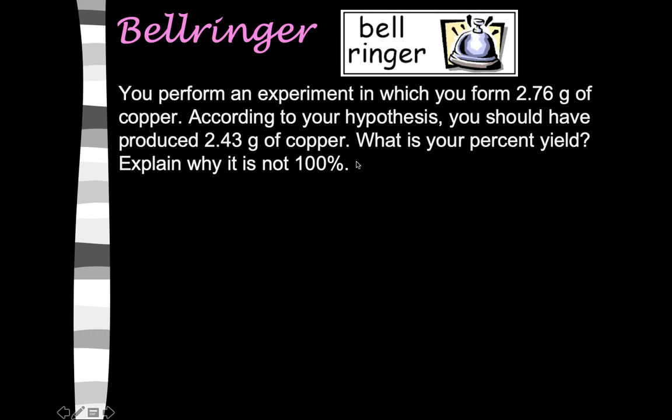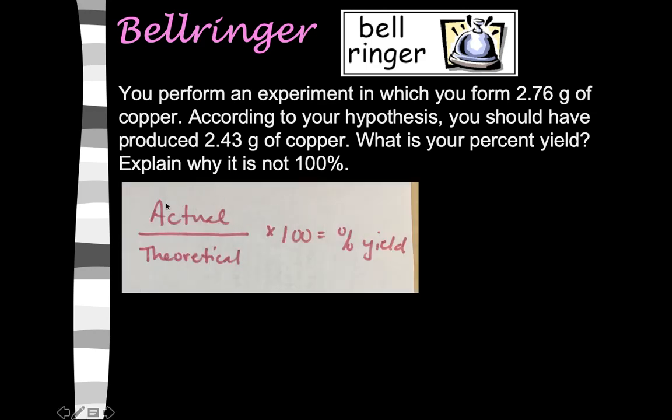So here's all that same information. So let's review. Percent yield is saying, how close did I get to 100%? Meaning, how close did I get in my lab to the answer I predicted I would get? So the idea is what was my actual number divided by my theoretical number times 100 equals percent yield. Okay, so actual means something you really did in the lab. You perform an experiment. 2.76 grams of copper would be the actual. The hypothesis said it should have been 2.43. So hypothesis is your clue that is your theoretical.